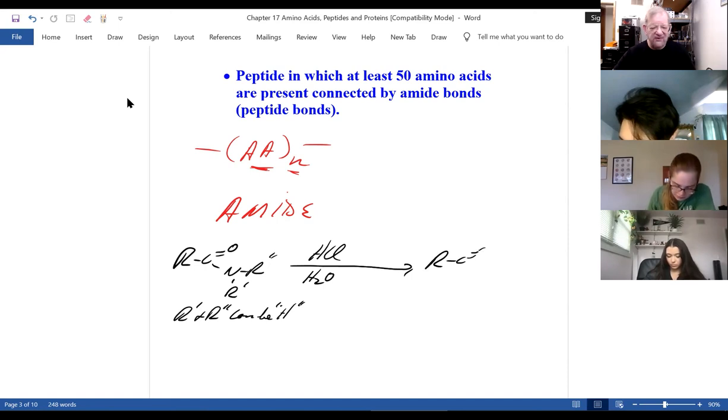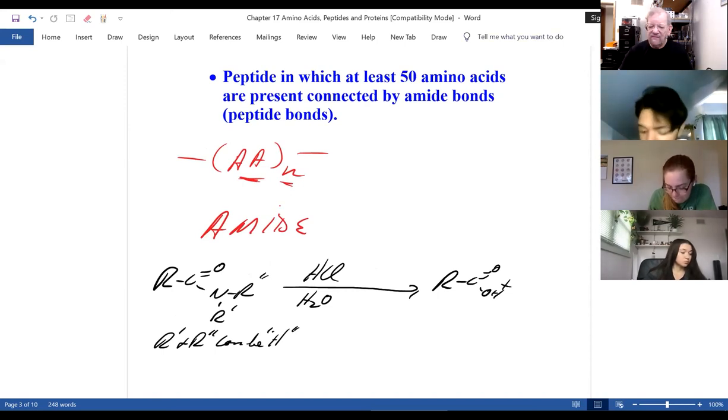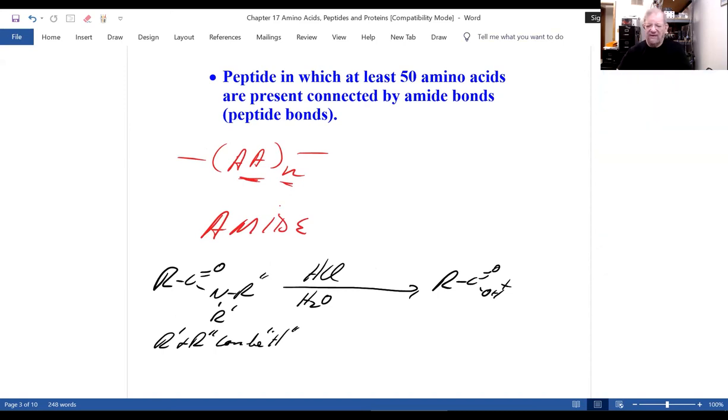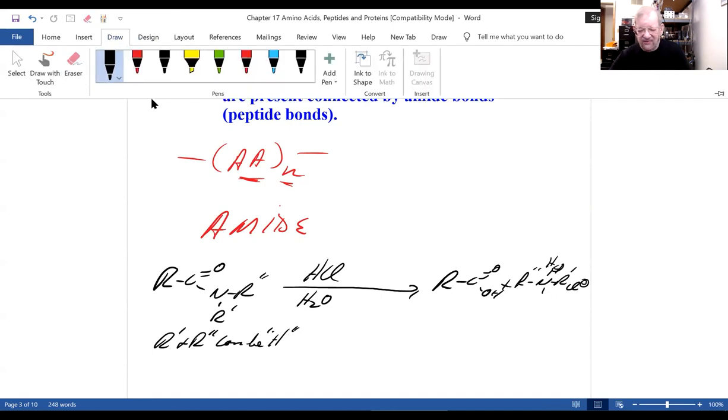You get back the carboxylic acid you would have used to make that amide, plus, let me make this a little bigger, plus the amine salt of the amine you would have used to make that amide. Why? Because, I'll put it up here. Amines are basic, and in the presence of acid, you get the amine salt.